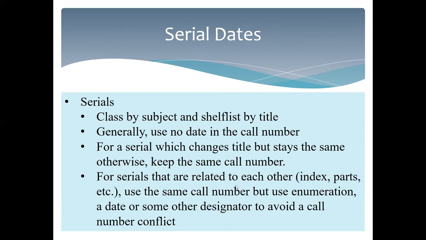And for a serial which changes title but stays the same, like your local hometown newspaper, which may have changed names 10 or 15 or maybe even more times over the years, it's still the same newspaper. And so the call number stays the same even though there are different titles associated with it. Then you have serials that are somehow related to each other, things that say supplements or index or parts, and those will use the same call number but use enumeration in some way, or a date or some other designator, to avoid a call number conflict. So you want to say they're not the same as this title, but they're related.